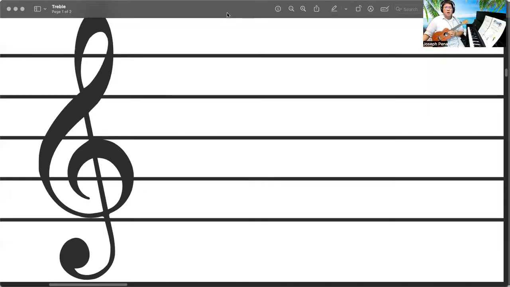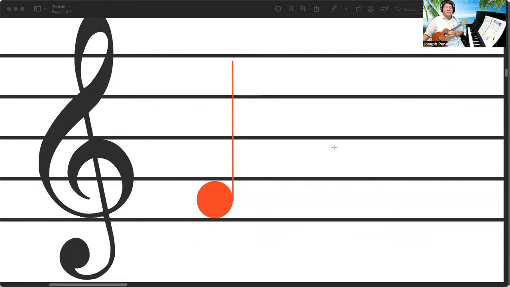Okay, let's go back to our staff again. A quarter note is a dot like this, or it can be a shaded-in circle with a line, or a stem, as we call it, that starts at the side of the dot and extends up.